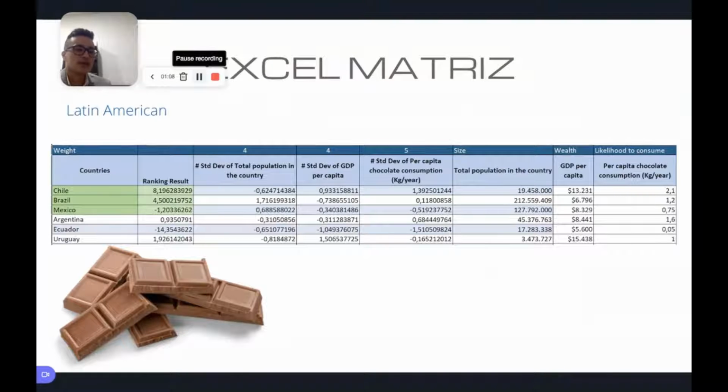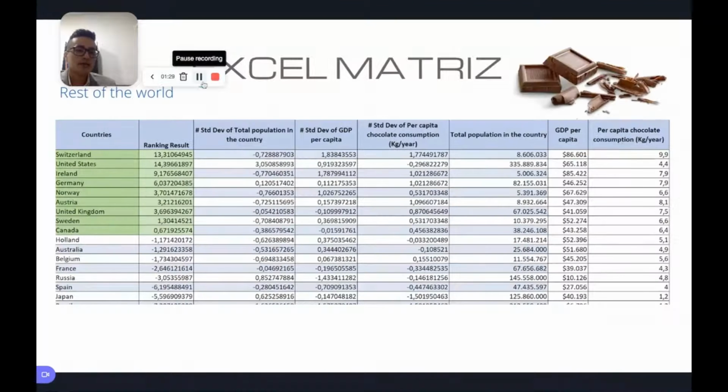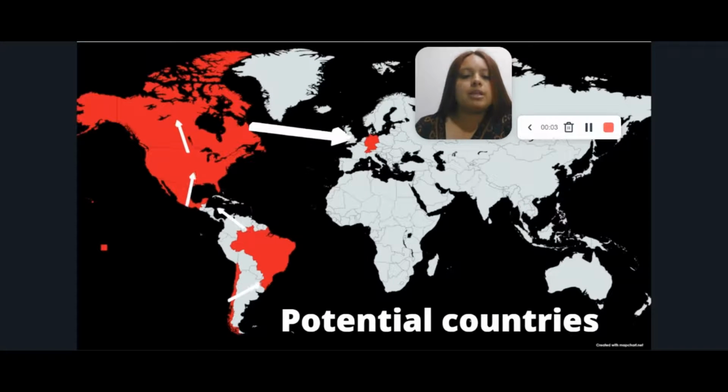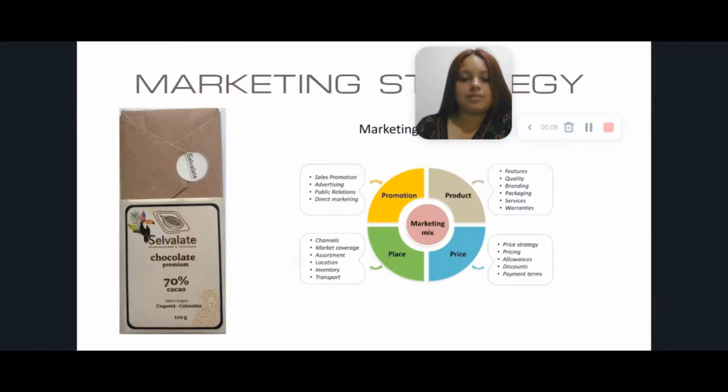Next, you can see two Excel matrices, one for Latin America and one for the rest of the world, because the GDP is totally different. So for that reason we made one for Latin America and one for the rest of the world. Here you can see the results that we chose in Latin America, and here you can see the results for the rest of the world. The potential countries are Chile, Brazil, Mexico, United States, Canada, Switzerland, and Germany.